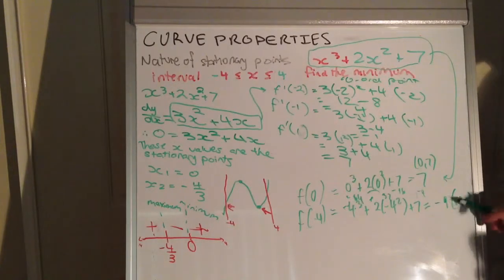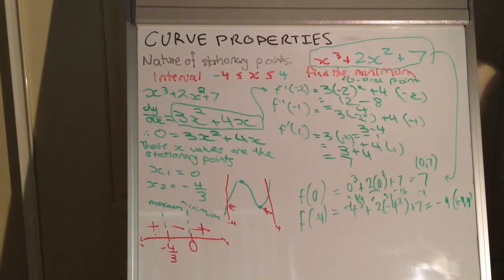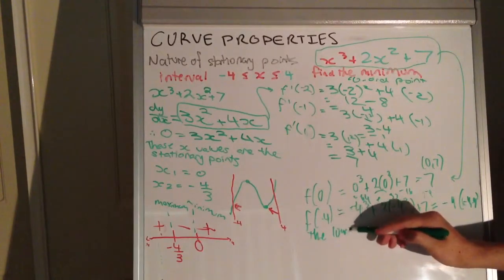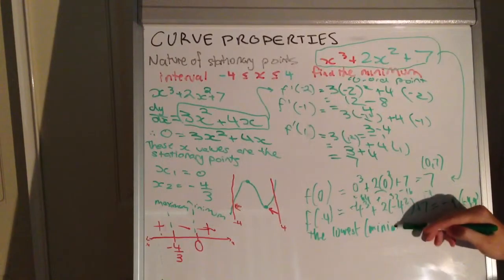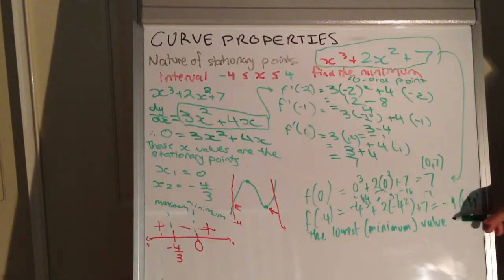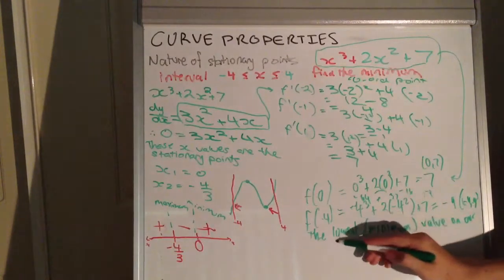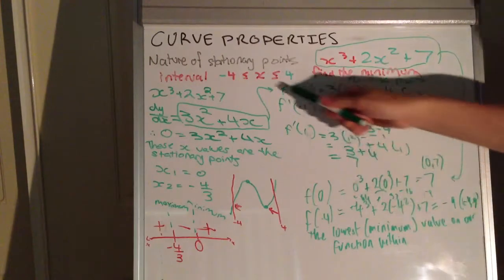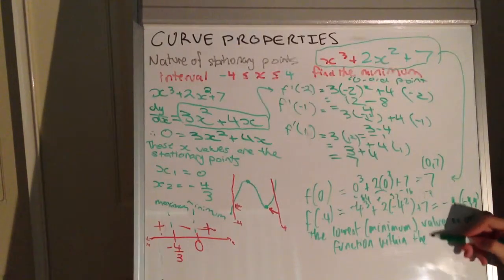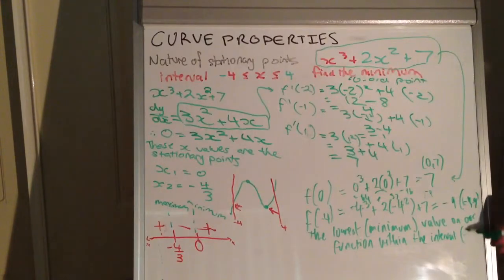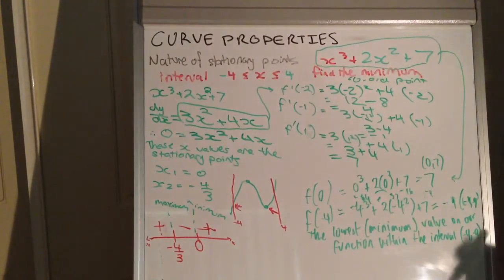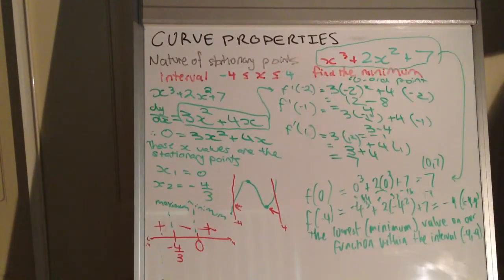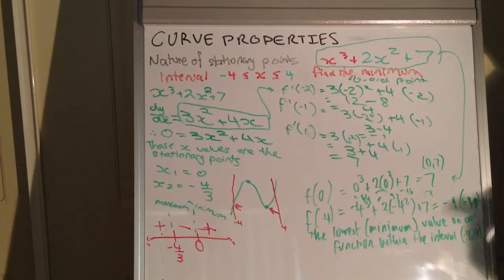And that is going to be lower on the graph than 0, 7, isn't it? So this means the lowest, or most minimum value on our original function, within the interval, that's the interval there, is negative 4, negative 25. Because it can be less than or equal to negative 4. And there we go. We've worked out everything that our question asked us.